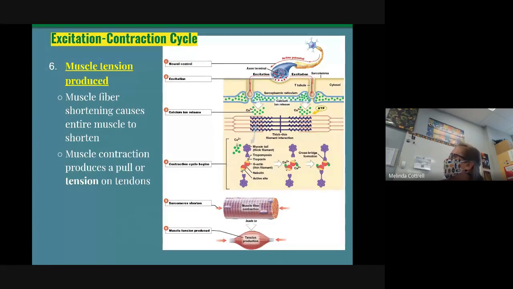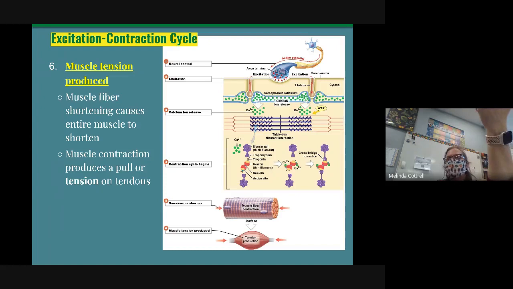Stage 6 is tension. Tension is a big idea. This is not happening at the sarcomere or at the muscle fiber. Tension is happening at the organ level. So if you think of your biceps, it has this big belly part. Actually, there's two bellies, which is kind of like the big meaty part of your biceps.